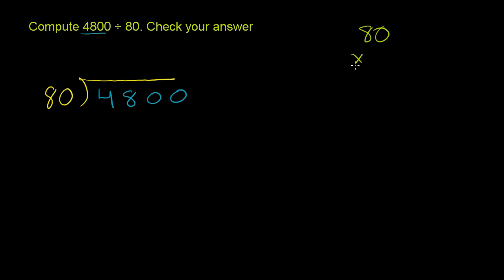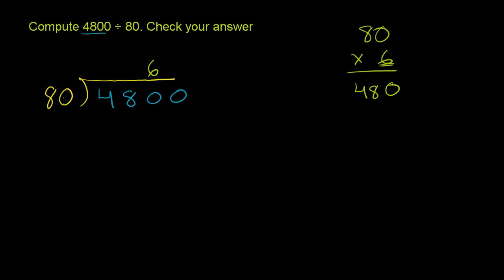80 times 6. 6 times 0 is 0. 6 times 8 is 48. Or another way you could have thought about it is 6 times 8 is 48, and we have this extra 0 here, so you add the 0 right there. So 80 goes into 480 6 times. Because we're only considering the 480, we put the 6 right in 480's one spot, which is really the tens place. But if you just think about the 480, it's right above the 0.